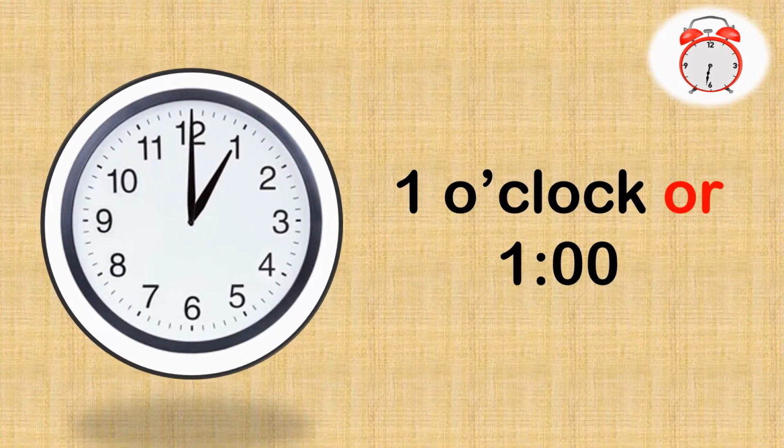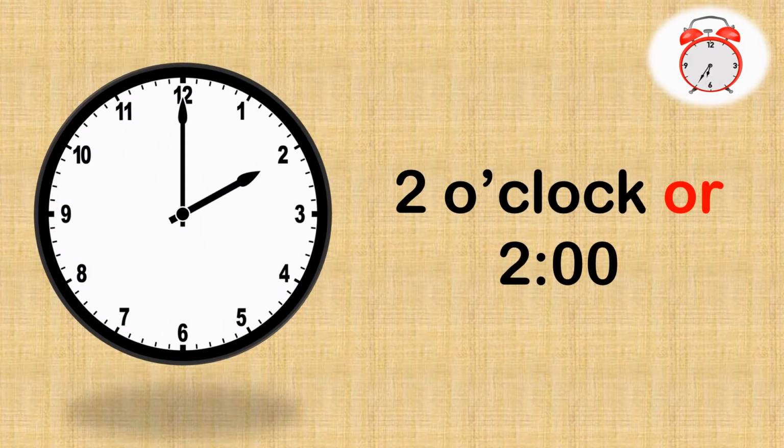Children, in this clock, the hour hand is on the number 1 and the minute hand is on the number 12. This means the time is 1 o'clock. We read it as 1 o'clock. We write it as 1 colon 0 0 or as 1 o'clock.